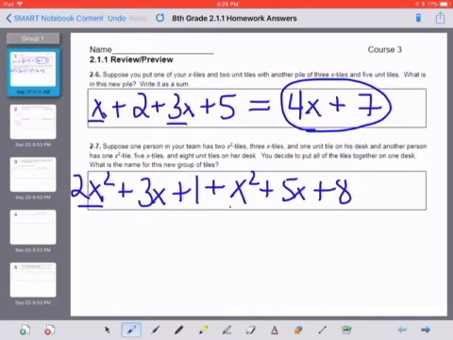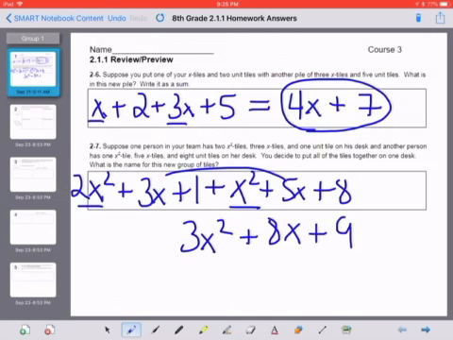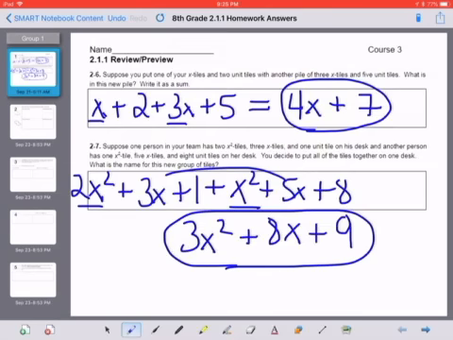So 2X squared and X squared are going to give us 3X squared. 3X and 5X are going to give us 8X. And 8 and 1 are going to give us 9. The final answer was 3X squared plus 8X plus 9. I think a lot of people just wrote out the initial expression and didn't simplify it.